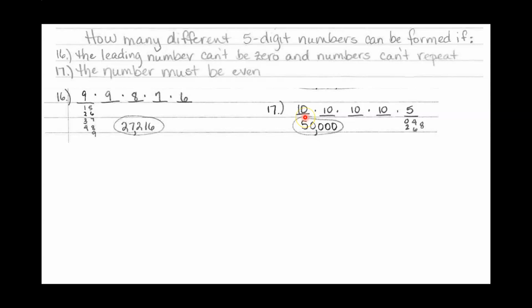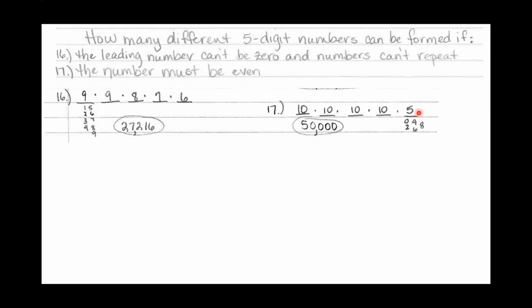So for the first digit, it could be 0, 1, 2, 3, 4, 5, 6, 7, 8, 9. So there are 10 possibilities there. There are 10 possibilities for the next one because I'm allowed to repeat. 10 possibilities, 10 possibilities. So in order for the number to be even, it has to end in 0, 2, 4, 6, or 8, right?